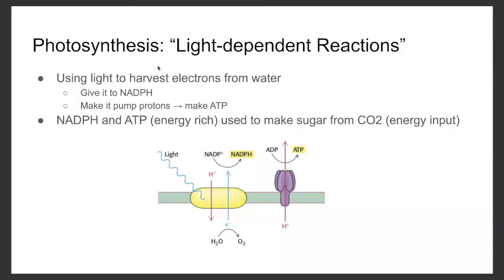Okay, everyone. So for today's presentation, we're going to try to cover photosynthesis and the pentose phosphate pathway.